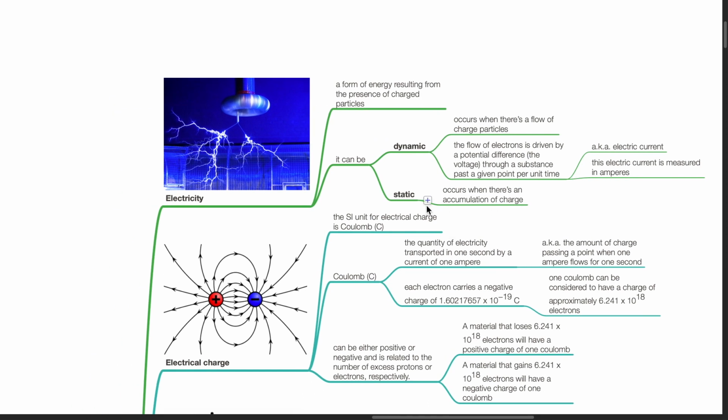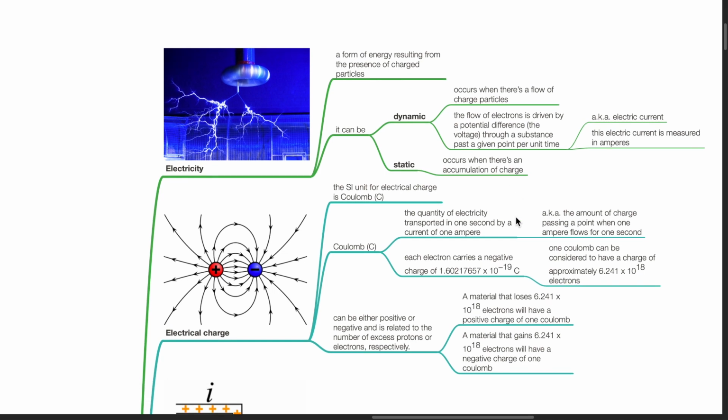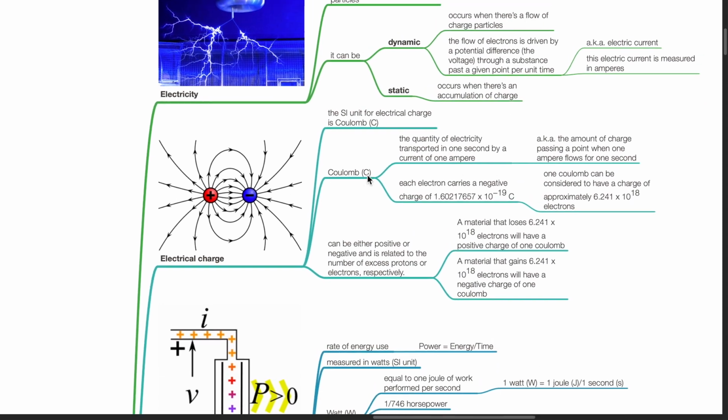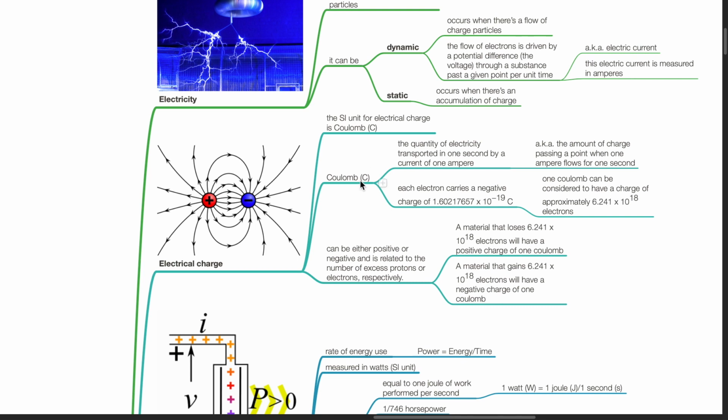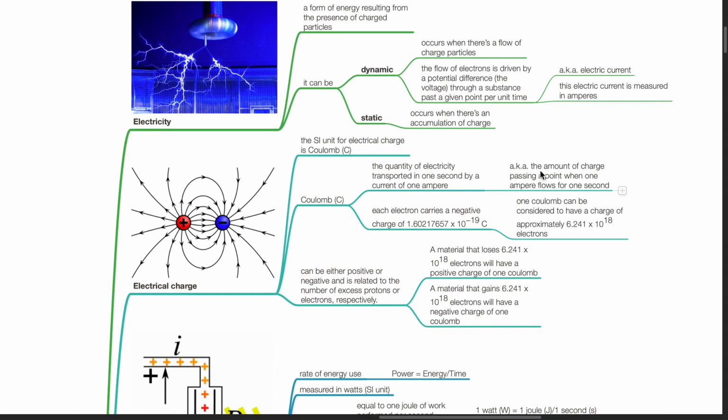Static electricity occurs when there is an accumulation of charge. Electrical charge. The SI unit for electrical charge is coulomb. Coulomb refers to the quantity of electricity transported in 1 second by a current of 1 ampere, also known as the amount of charge passing a point when 1 ampere flows for 1 second. Each electron carries a negative charge of 1.60217657 times 10 to the negative power of 19 coulomb. 1 coulomb can be considered to have a charge of approximately 6.241 times 10 to the power of 18 electrons.